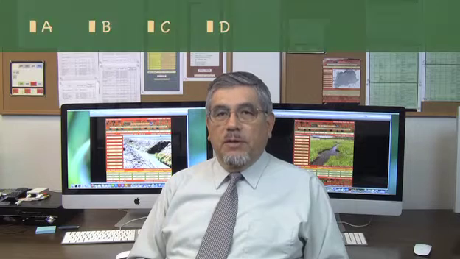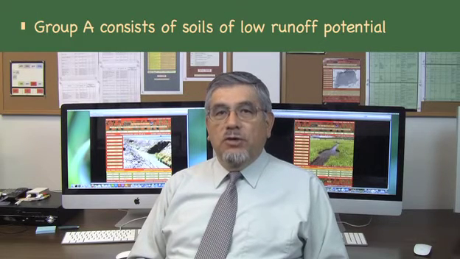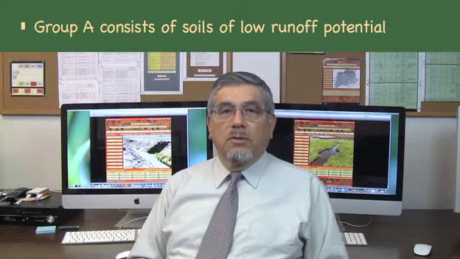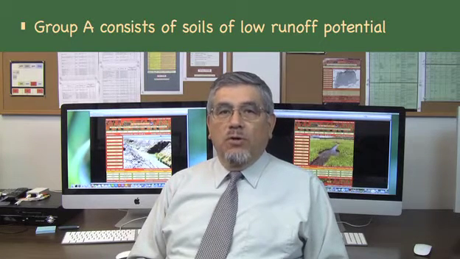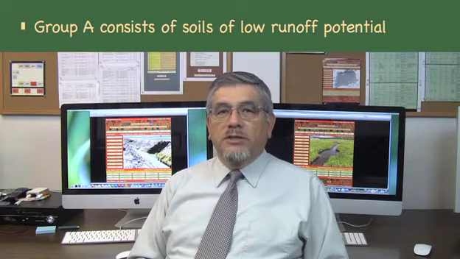All soils are classified into 4 hydrologic soil groups of distinct runoff-producing properties. These groups are labeled A, B, C, and D. Group A consists of soils of low runoff potential, having high infiltration rates even when wetted thoroughly. They are primarily very well drained sands and gravels with a characteristically high rate of water transmission.